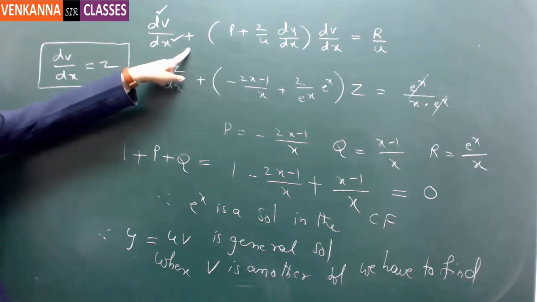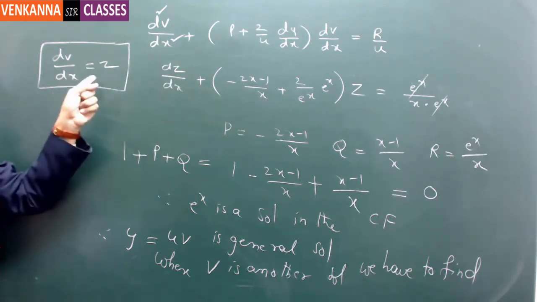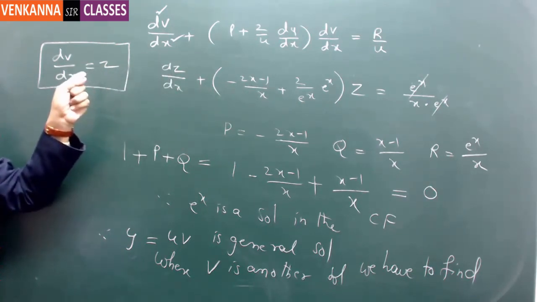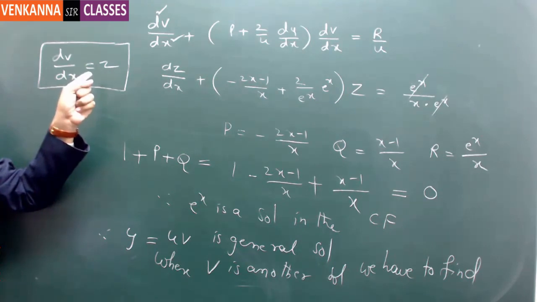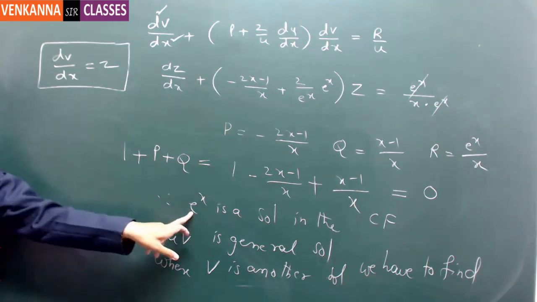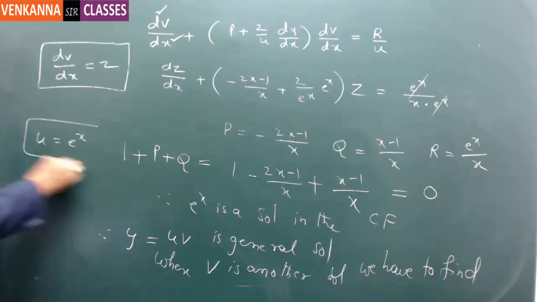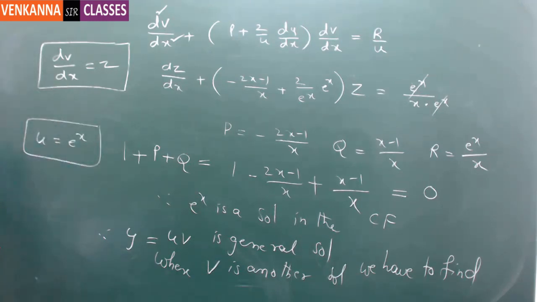This is the actual formula to be remembered, in which I am taking dv by dx as z. So d square v by dx square will be taken as dz by dx. Clear? The solution which I found earlier, that is e power x, I am taking as u. If you have any queries, please ask. If everyone is clear with the approach, then I move further.